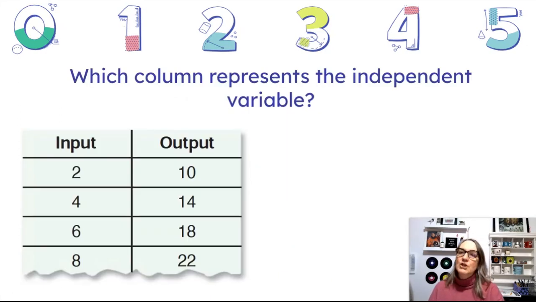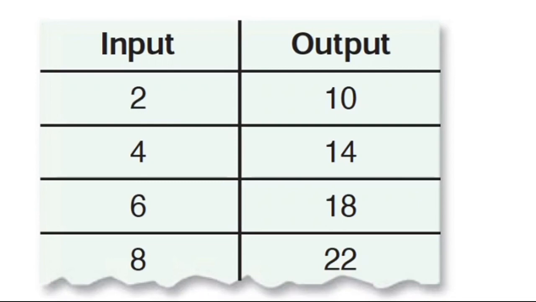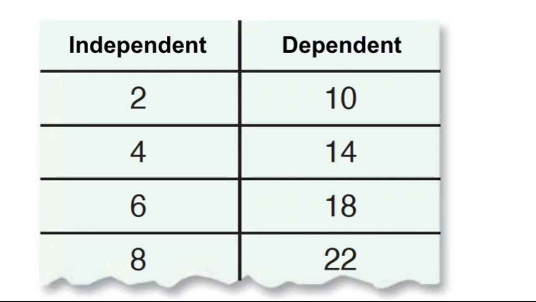Okay, let's take a look at this table of values. Which column in this table represents the independent variable? Well, the independent variable always goes in the first column, the input column, and the dependent variable always goes in the second column, the output column.